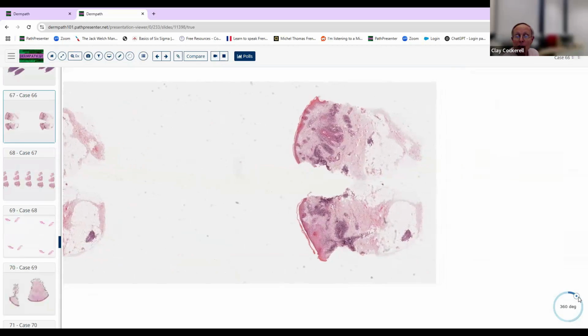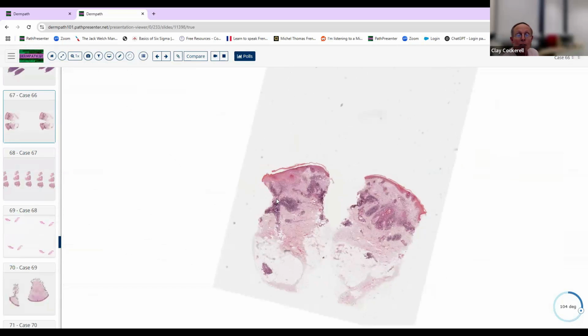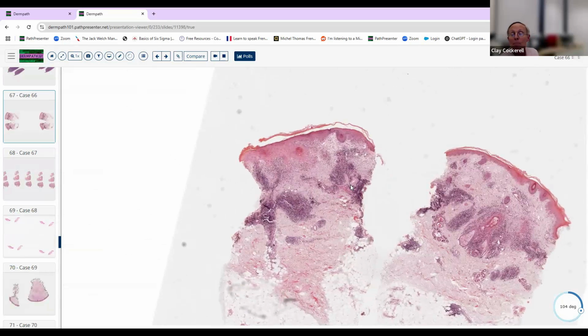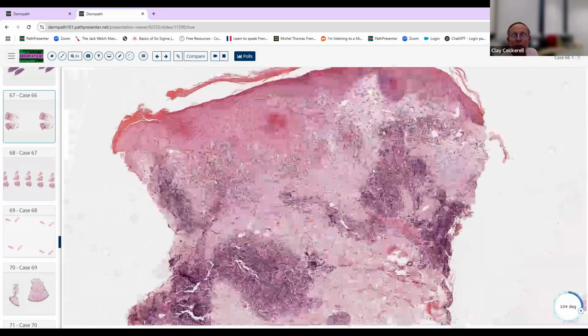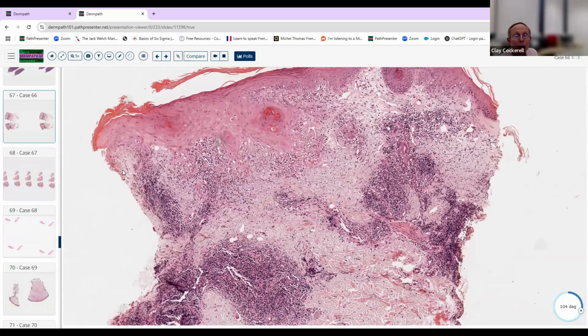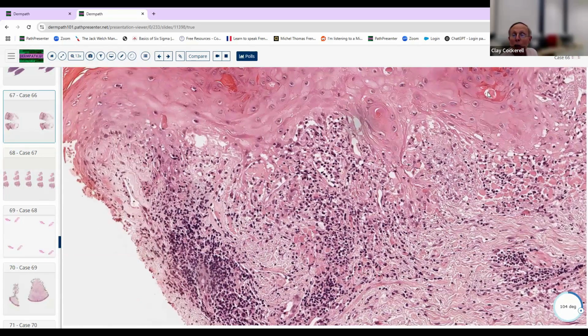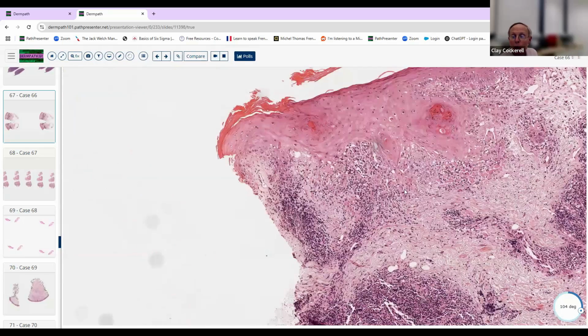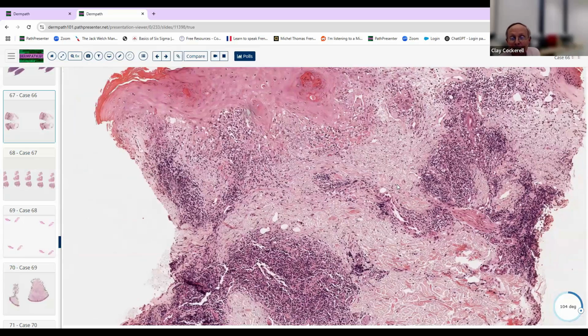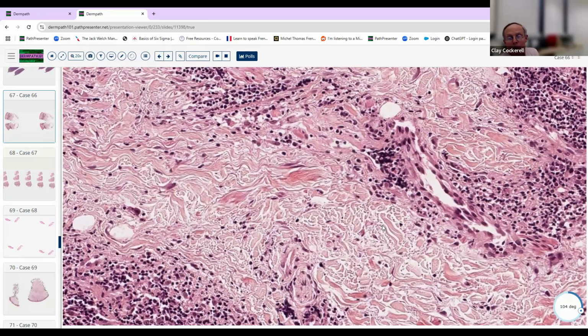Another example of a fairly classic entity here. We've got a superficial and deep infiltrate, mostly lymphocytes, but also interface change here. And notice that there's something going on in these hair follicles. Lymphocytic infiltrate, interface dermatitis, thickening of the basement membrane zone, follicular plugging. This is discoid lupus erythematosus. DLE. Maybe some mucin in here, but you don't need mucin.